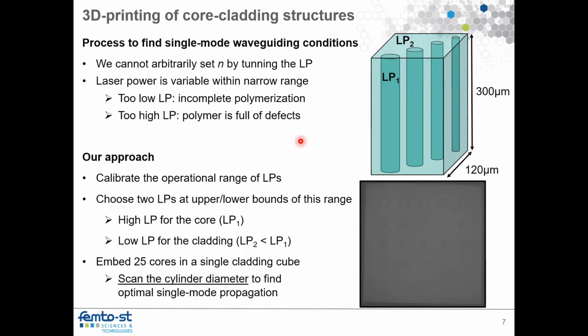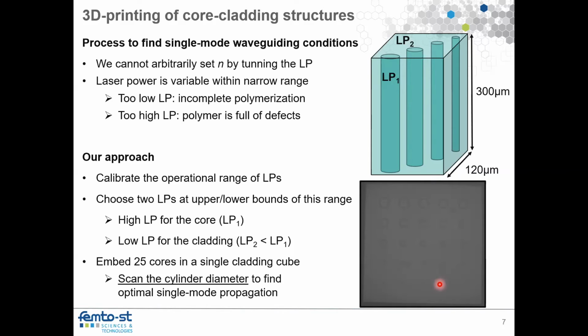We then decide to tune the diameter of the waveguide as a parameter where we hope to find the condition for single mode propagation. Here is an example of the type of structure we print, an optical microscope image, which is a parallelepiped with a lot of waveguides inside, 25 waveguides, where we tune the diameter, and then we study the propagation as we inject light on one side.